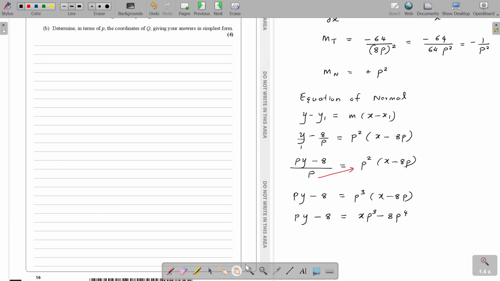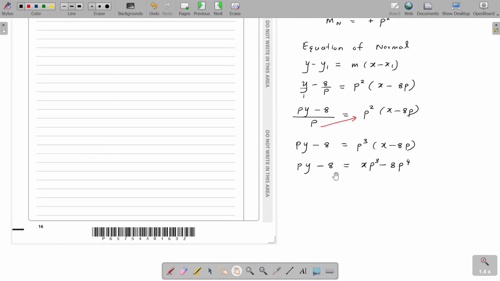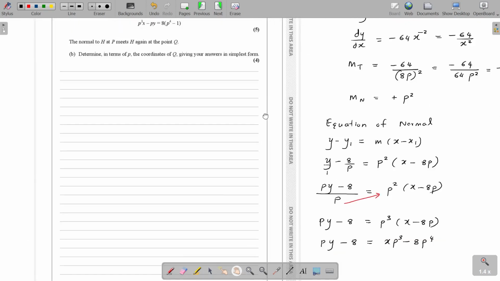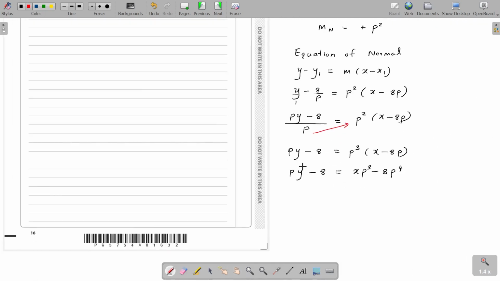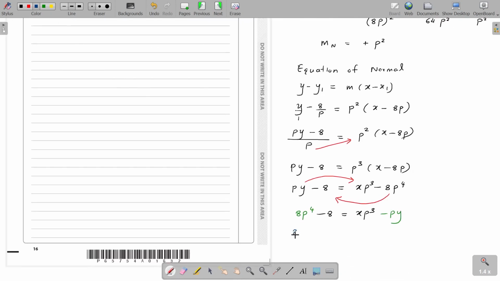The show-that has p cube x and py on one side, right? p cube x and py. So p cube x minus py, which means I have to move this plus py here, and the minus 8p to the power 4 to the other side, in order to get the show-that. So I get 8p to the power 4 over here, and minus 8 stays here. Over here xp cube is waiting, and the plus py moves as minus py. Do you see? So to get the show-that, they've taken 8 out, right? So we take 8 out. We get 8 times (p to the power 4 minus 1) equals xp cube minus py. Is this okay? Okay, is this clear? This is the show-that, part A, for 5 marks.